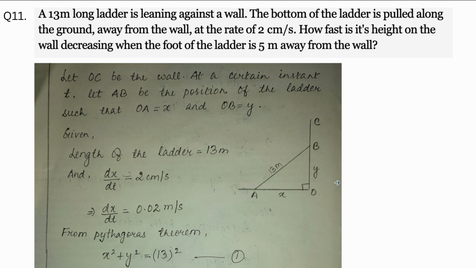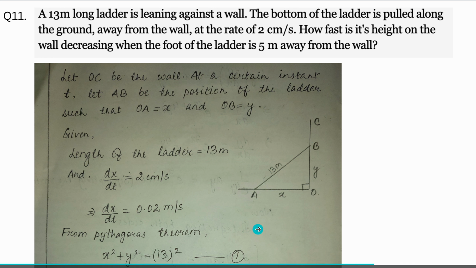Now you could also take OA and OB, but just for your convenience, because we're used to practicing in x and y in those terms, that is why we've taken them as x and y. Now dx by dt has been given to us as 2 centimeter per second, here, and we will convert that in meter first, because all the other dimensions are in meter. So that dx by dt we'll get as 0.02 meter per second. Now from Pythagoras theorem, we can write that x square plus y square is equal to 13 square, right?